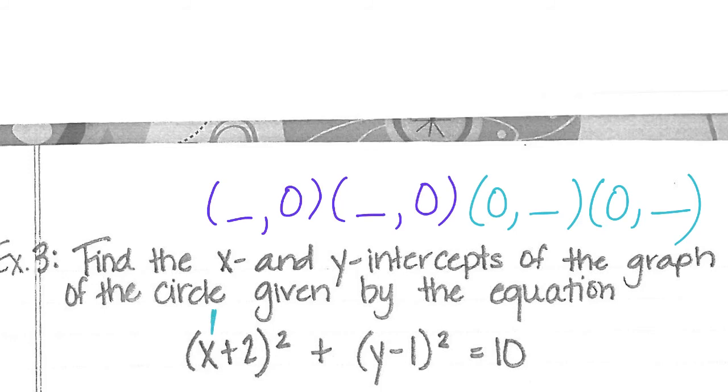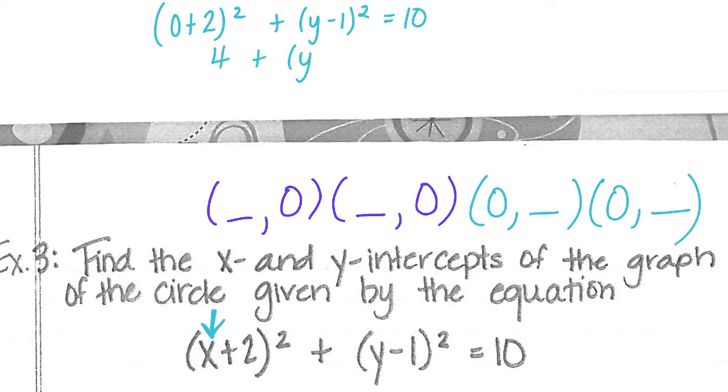So I'm going to start by plugging in 0 for my x. So if I plug in 0, well, I can just solve this, right? So notice I have 4 plus y minus 1 quantity squared equals 10. And I'm just going to solve by bringing that 4 over. Y minus 1 quantity squared equals 6.